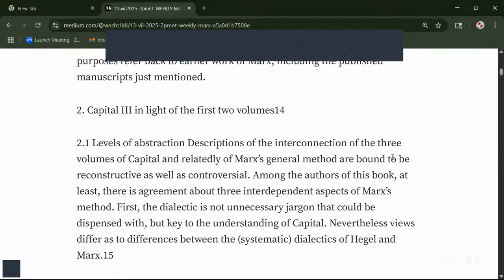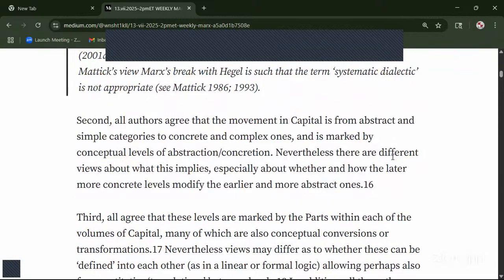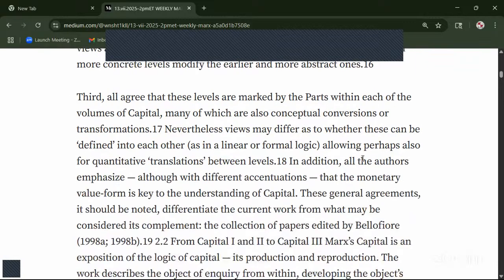Second, all authors agree that the movement in Capital is from abstract and simple categories to concrete and complex ones, and is marked by conceptual levels of abstraction or concretion. Nevertheless, there are different views about what this implies, especially about whether and how the later, more concrete levels modify the earlier and more abstract ones. Third, all agree that these levels are marked by the parts within each of the volumes of Capital, many of which are also conceptual conversions or transformations. Nevertheless, views may differ as to whether these can be defined into each other as in a linear or formal logic, allowing perhaps also for quantitative translations between levels.